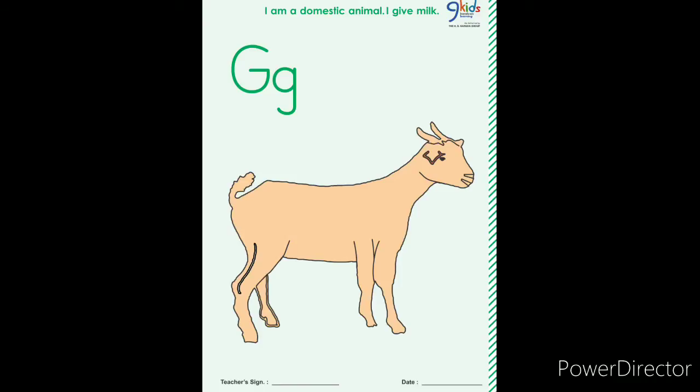It's time for worksheet solution. In the worksheet, you had to join the dots with crayon to make a goat and color the same. This is how my goat looks. I know every one of you would have done it nicely.